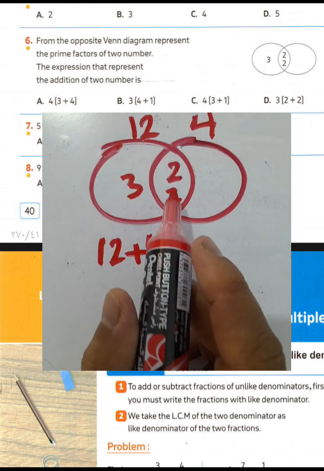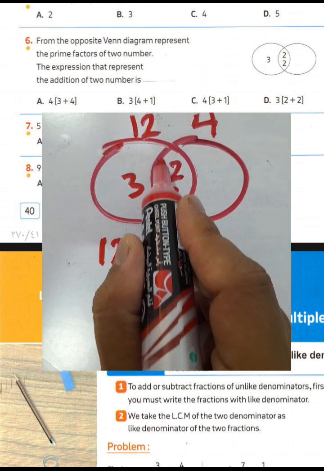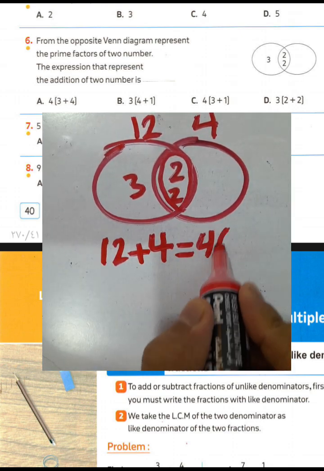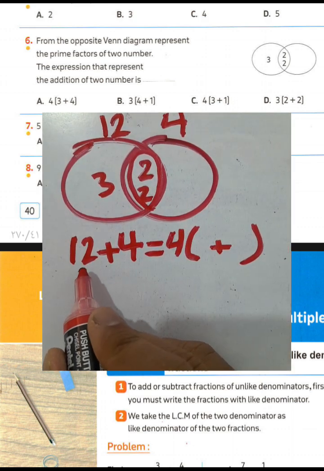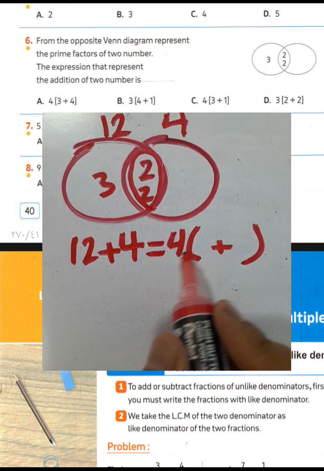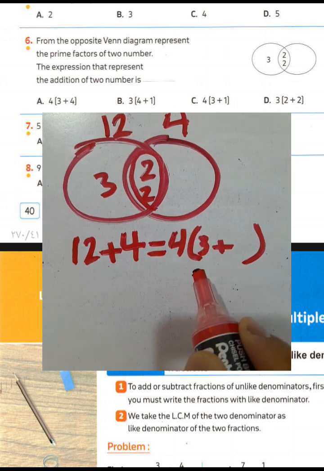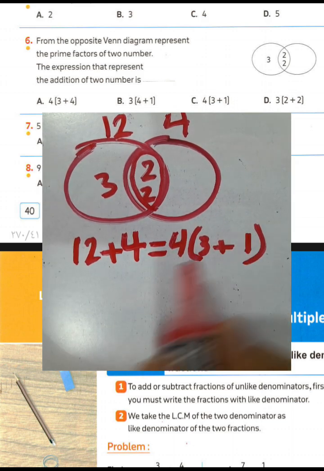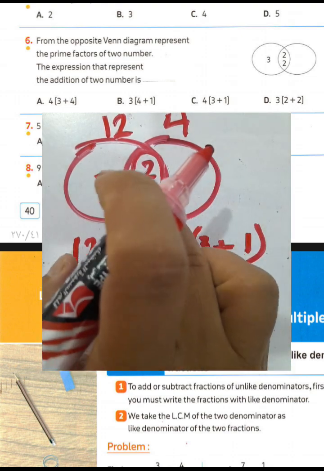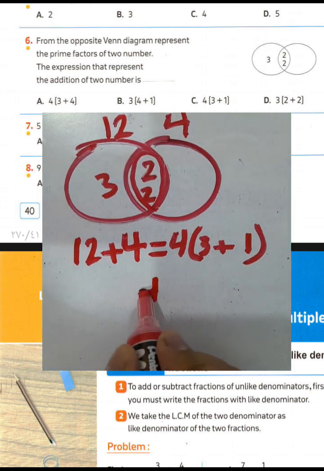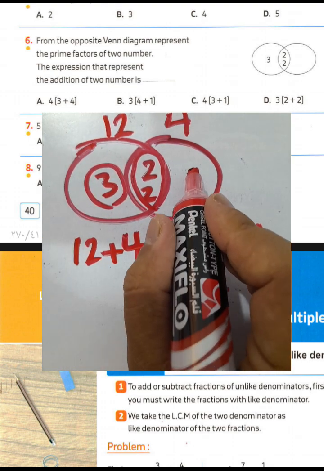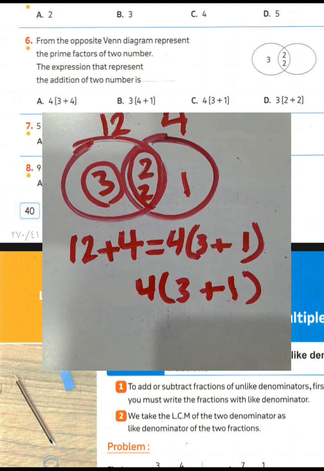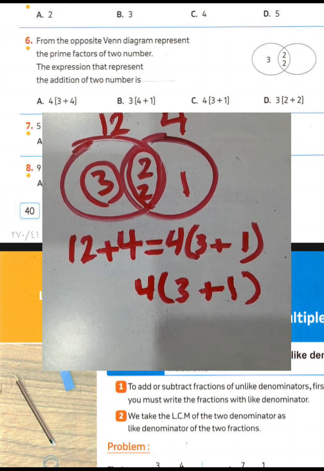We can write the greatest common factor between them, 2 times 2 equals 4. And open parentheses here. 12 divided by 4 equals 3. And 4 divided by 4 equals 1. Again, write 4 outside. 2 times 2 equals 4 outside. Add here the remainder 3. And here the remainder 1. Understood this method? Okay, use this method to find the expression for the addition.